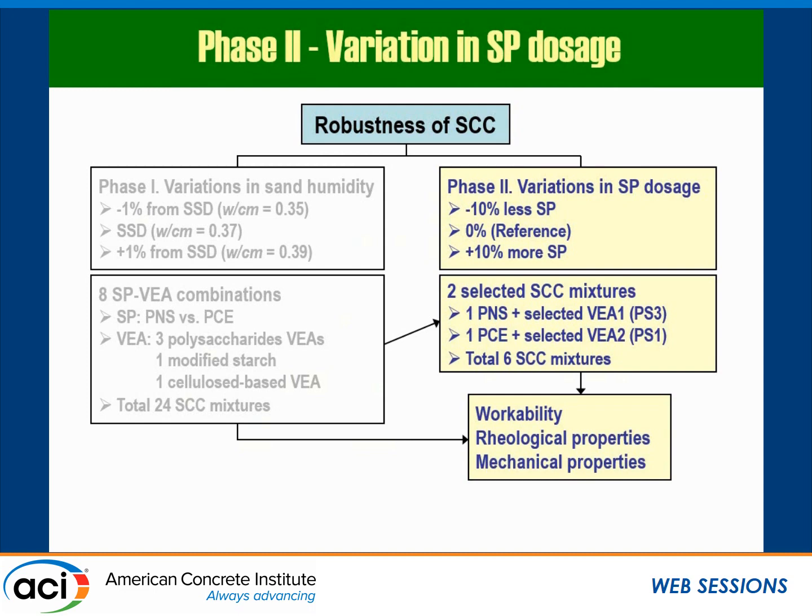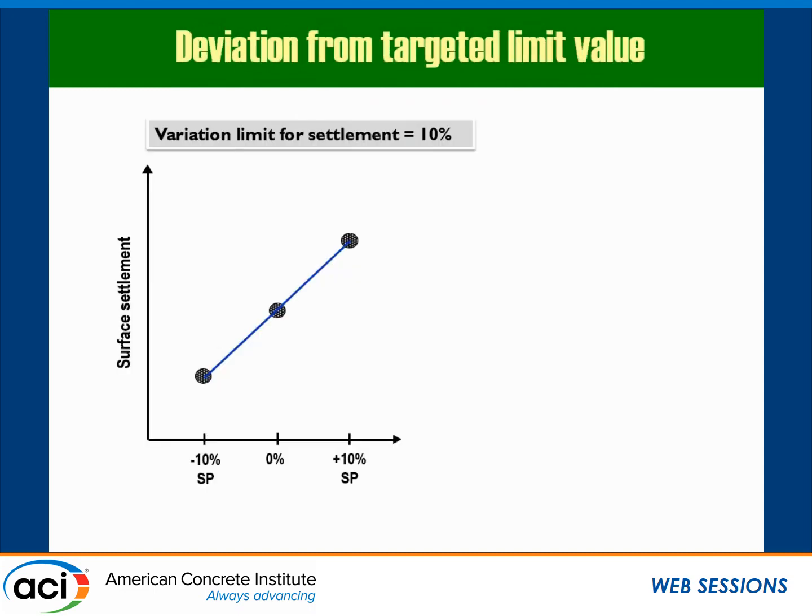The second approach, we adopted in the second phase, where we looked at the variability of the superplasticizer dosage. And again, this is plus or minus 10% of the optimum value. And here we adopted another approach. So surface settlements, for example, here, this is the value. If you increase superplasticizer, you're going to increase the settlement, less stability. You reduce it, you enhance settlements. We adopted an approach where we decided on what would be the upper limit that you would not want to surpass for each property, and for the settlement, we decided that the upper limit from the target value should not exceed 10%.